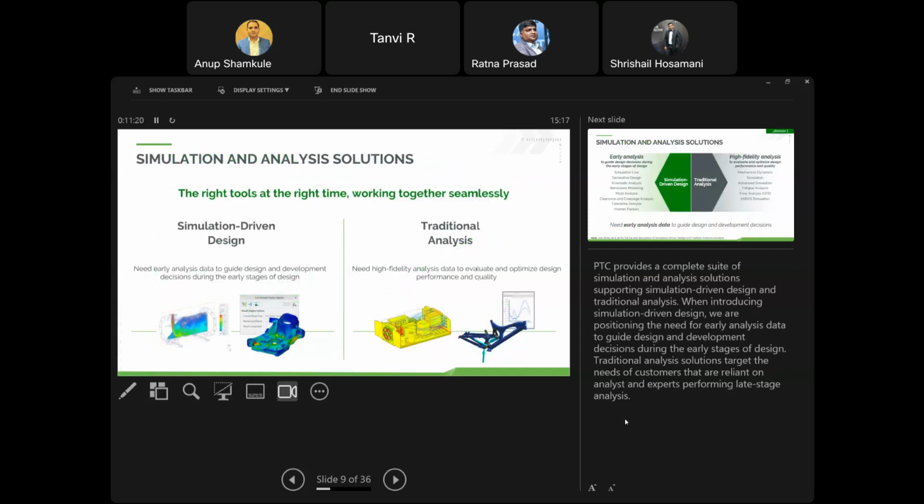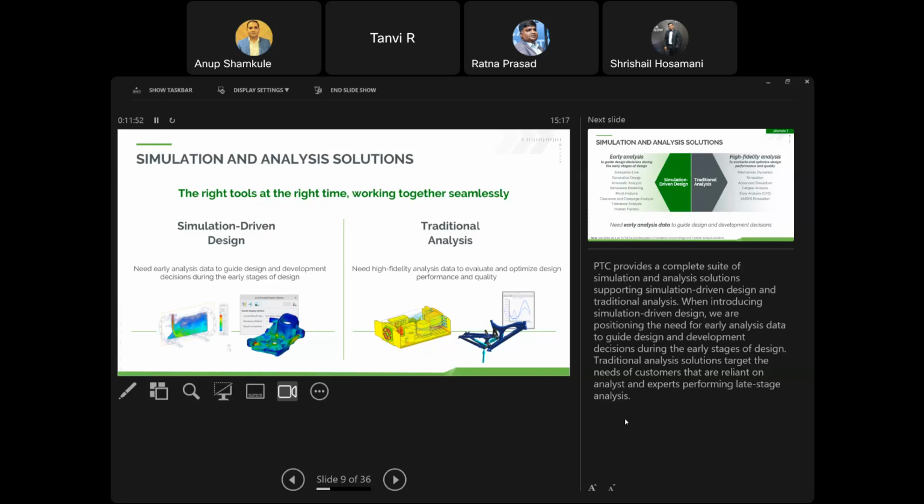When you're looking at simulation driven design, we have early analysis data to guide design development decisions during the early stages of design. And when you're looking at traditional analysis, you need high fidelity analysis data to evaluate and optimize the design performance and quality. PTC provides a complete suite of simulation and analysis solutions, supporting simulation driven design and, at the same time, traditional analysis also.